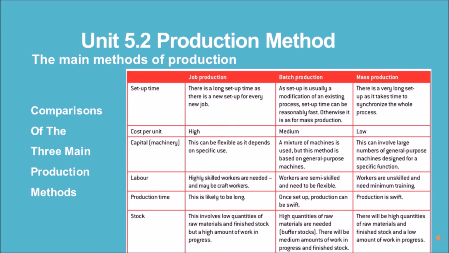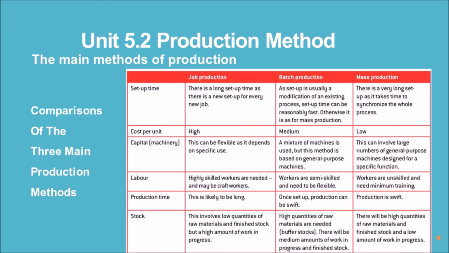Comparisons of the three main production methods. Setup time. Job production: there is a long setup time as there is a new setup for every new job. Batch production: a setup is usually a modification of an existing process. Setup time can be reasonably fast. Otherwise it is as for mass production. Mass production: there is a very long setup as it takes time to synchronize the whole process.